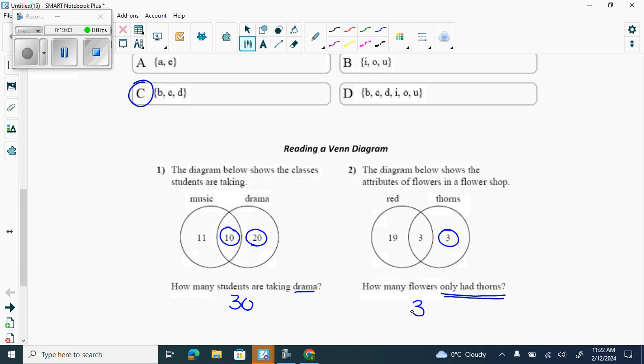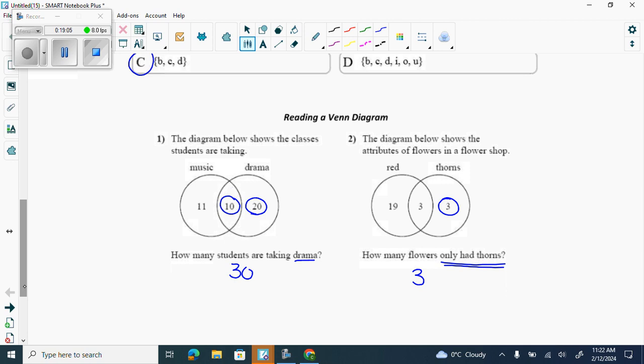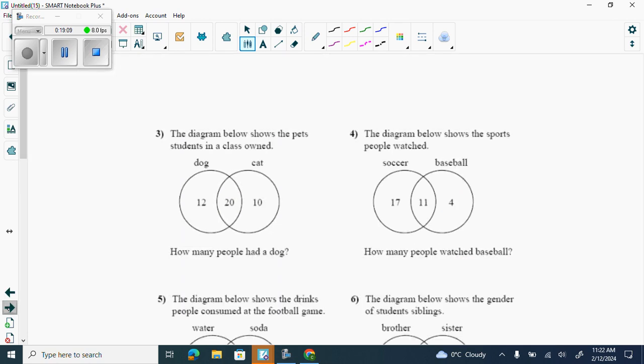Remember, when it says "only" or "but not" something, it's just one region. This one: how many students had a dog? Well, these students had a dog and these ones had a dog. Even though they had a cat, they still had a dog, correct? So it is 32.